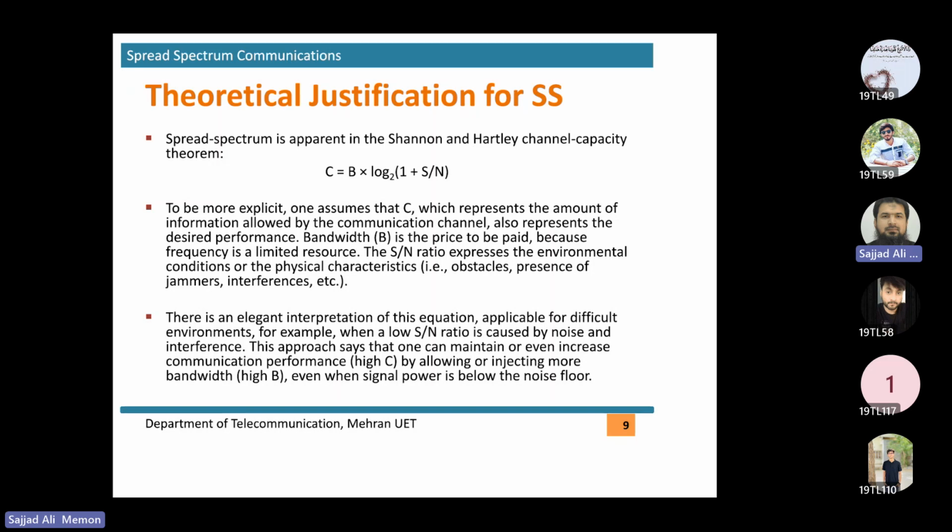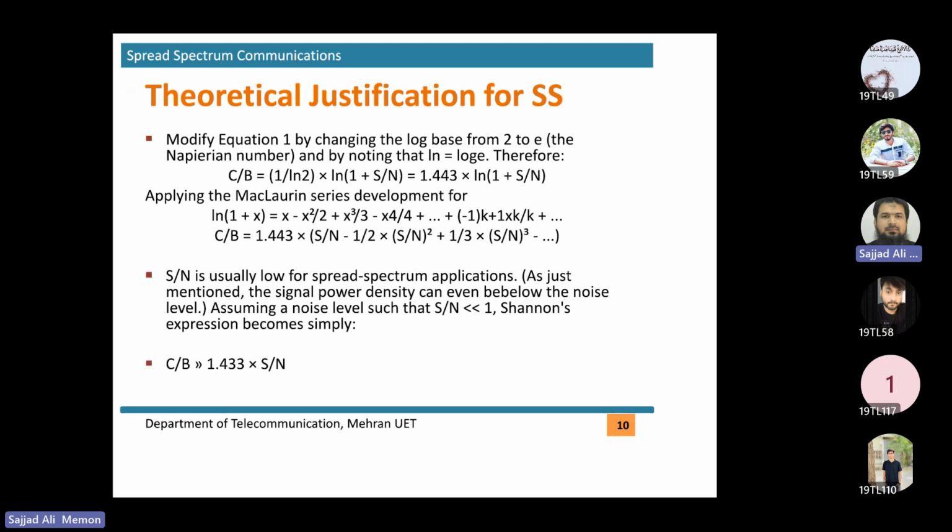even when signal power is below the noise floor. Meaning even in noise conditions where your signal is below the noise floor, even then you can transmit more bits per second, but by injecting more bandwidth. So this motivates or proves that we can transmit a signal hidden by the noise, and even then we can achieve high capacity.